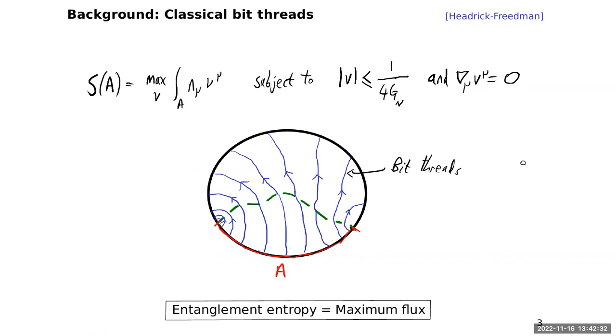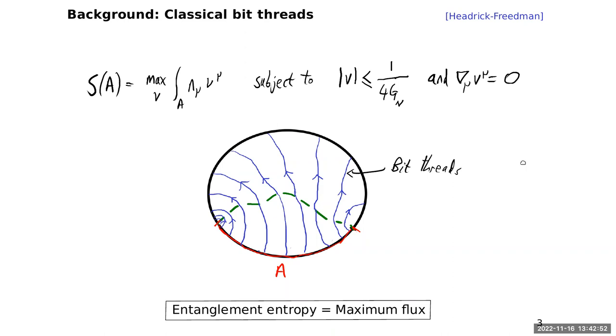We need to introduce now the classical bit thread, or flow-based, formulation of holographic entanglement. So why consider this? Well, there are some conceptual shortcomings to the surface-based Ryu-Takayanagi description. Firstly, there's this issue with entanglement phase transitions.